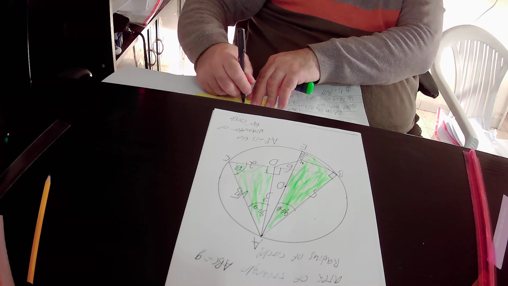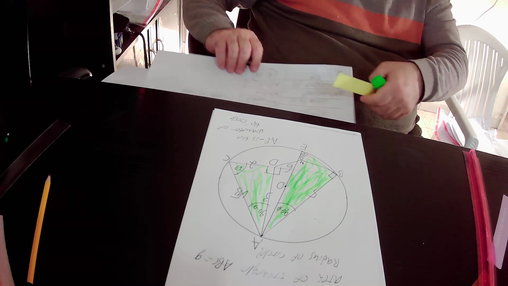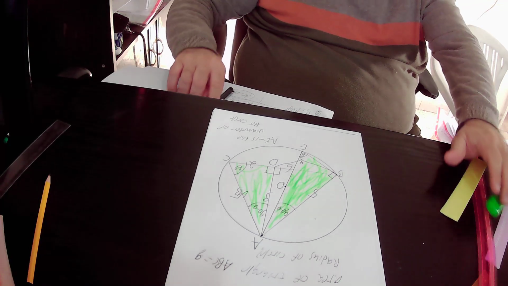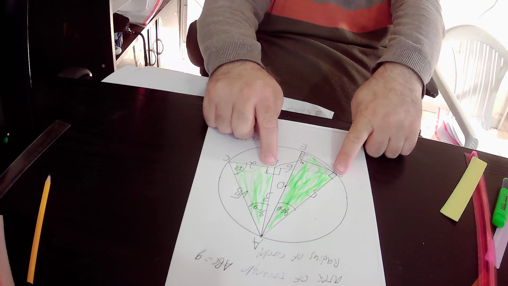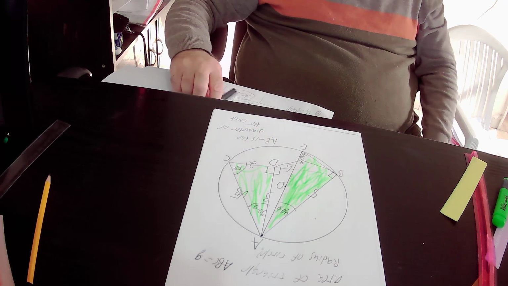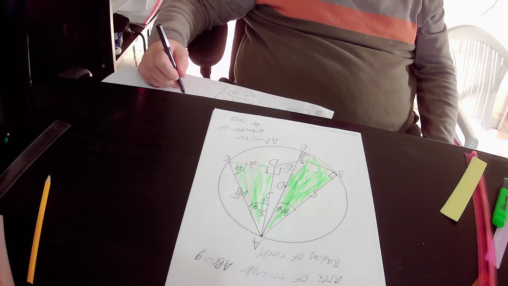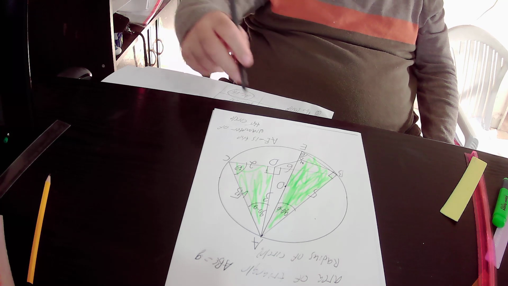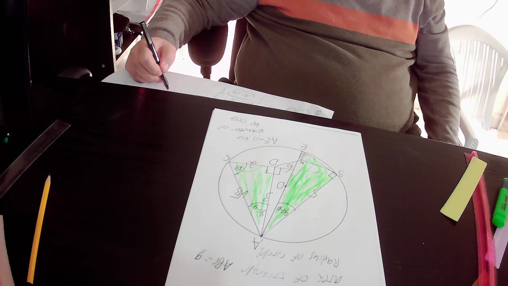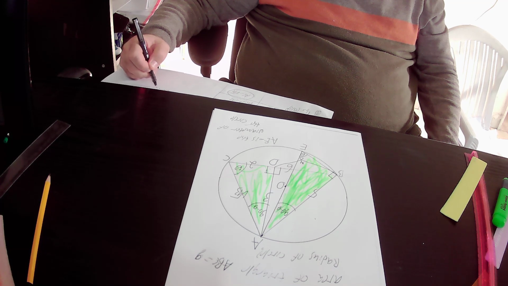So why are those two green right triangles similar to each other? First of all, those two angles are both equal to 90 degrees, therefore they are equal to each other. So angle ABE is equal to angle ADC, and both angles are equal to 90 degrees.